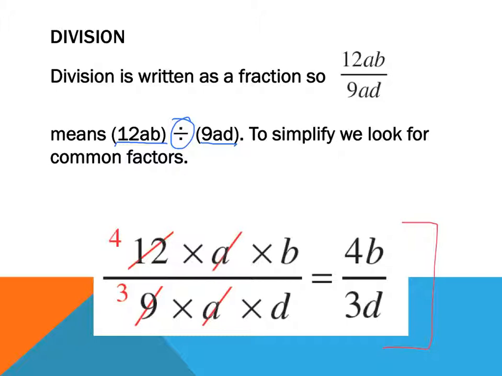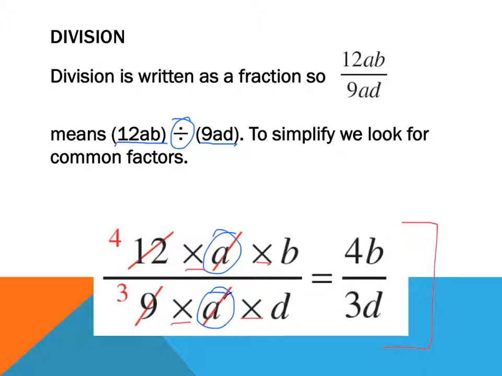Now with multiplication, it's quite easy to just multiply all the terms by each other. It's not hard. With division, when I look to simplify, the only way I can work out 12ab divided by 9ad is by looking for common factors. So if you draw your eye over to the pronumerals, you'll notice that there was an a on top and an a on the bottom as well. Now I've just separated these so you can see the multiplication symbols in between. That's fine. I'll get rid of them when I write my answer.